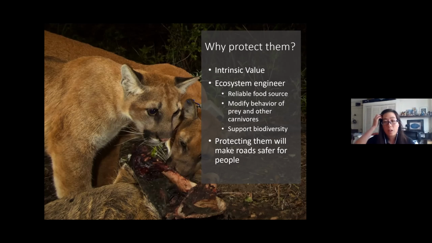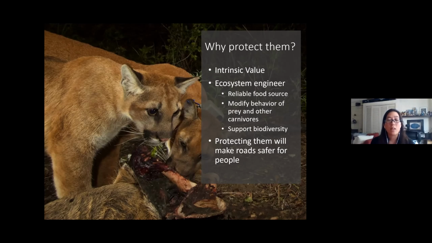Some people might just really love mountain lions for being mountain lions, but they're also really important for our ecosystem health, because they are ecosystem engineers. They provide a reliable food source with the kills that they make. Usually their main prey is deer, at least in this area. And once they kill a deer, they'll feed at night and rest during the day.